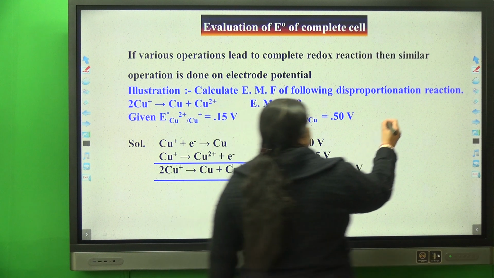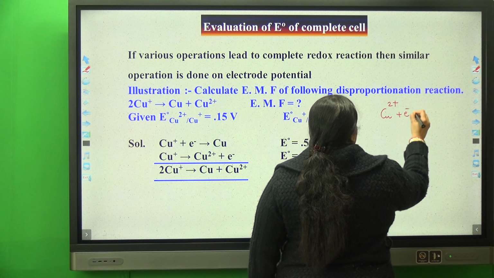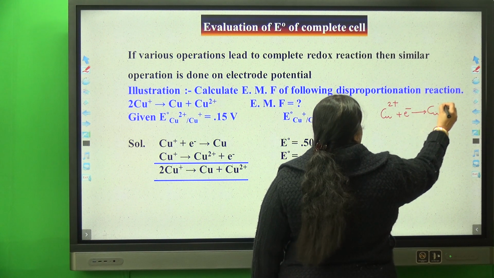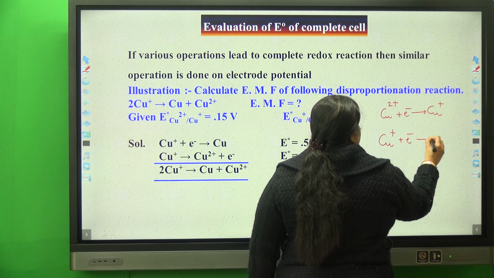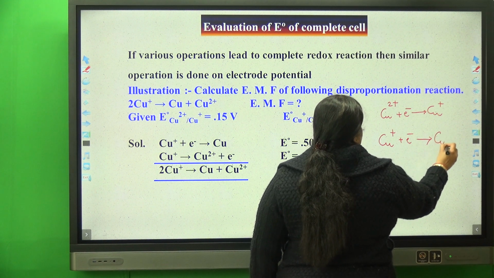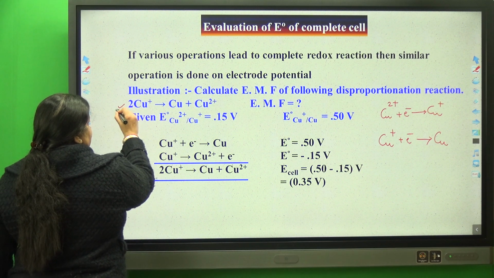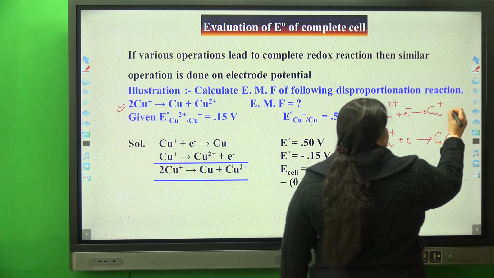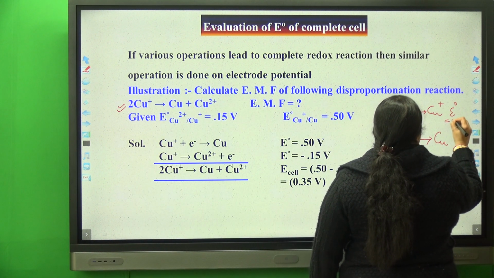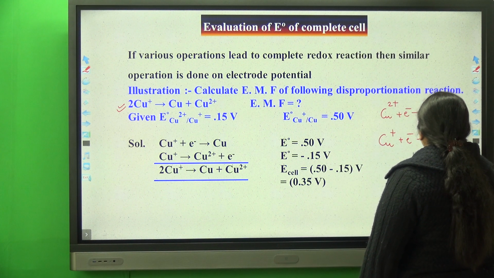Let's first of all write what is given. We are given copper 2+ plus electron, which gives copper +, and we are given copper + plus electron, which gives copper. Whereas what is our aim? We are asked to find the EMF for this reaction. Its E naught value is given to be 0.15 and its E naught value is given to be 0.50 volts.